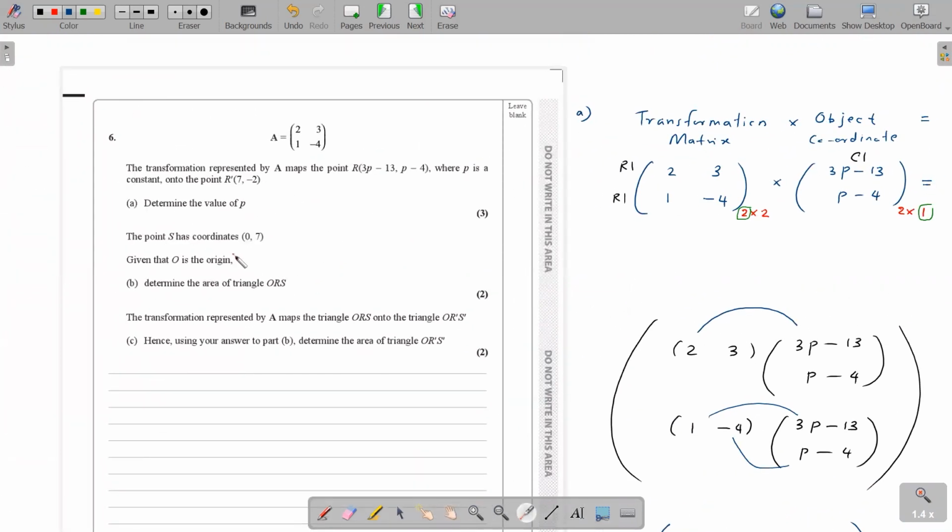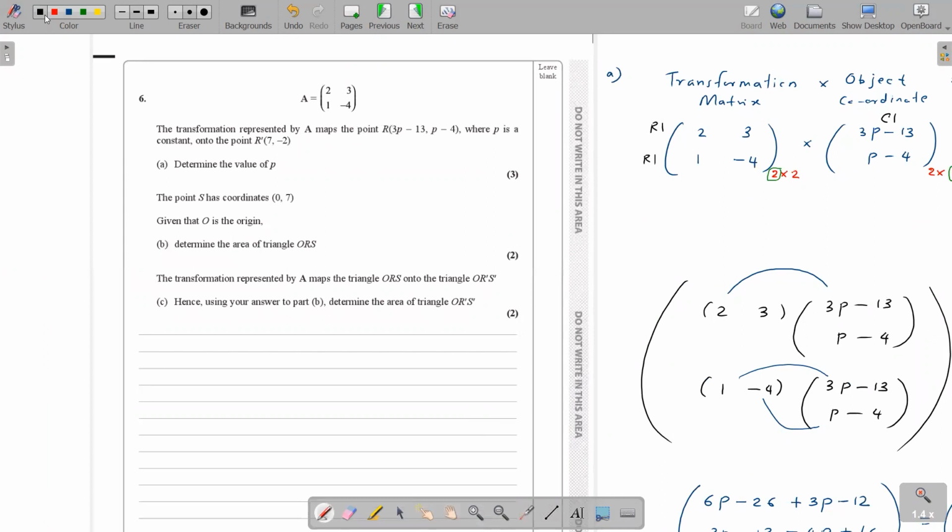The next one, they say the point S has coordinate 0, 7. Given that O is the origin, determine the area of triangle ORS. How do we get the area of triangle ORS? I think it's better we draw a quick sketch here, part B. So what do we get? The point O is 0, 0. For point R, we just found the P value as 5, right?